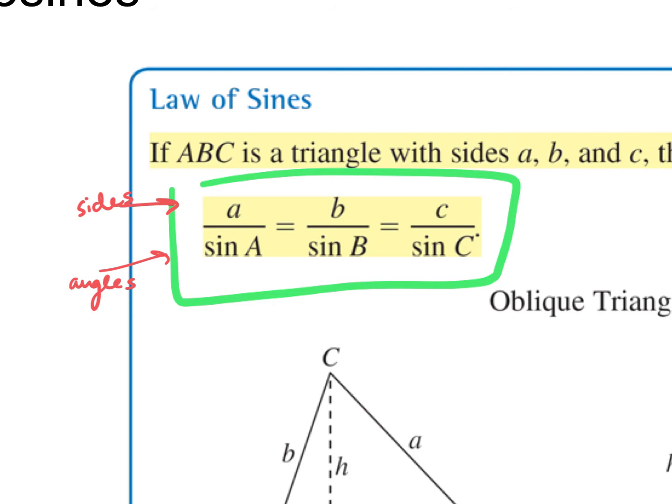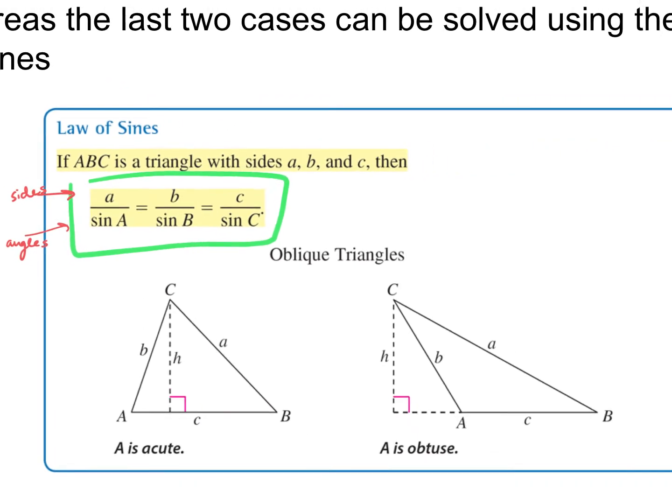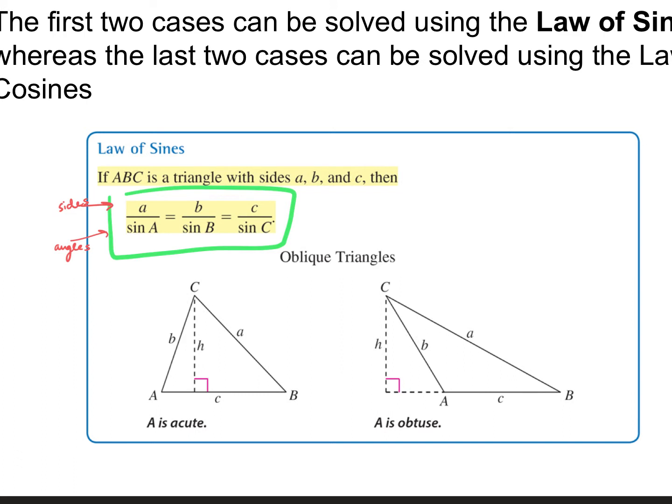So we can set up a proportion: A over sine of A is equal to B over sine of B. The reciprocal of it also works. So you can say sine of A over A is equal to sine of B over B. Since it's a proportion, the reciprocal works as well, as long as you're consistent. So either keep the sines on top or keep the sines on the bottom.